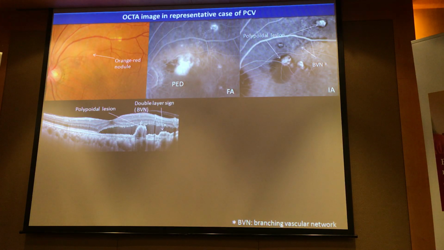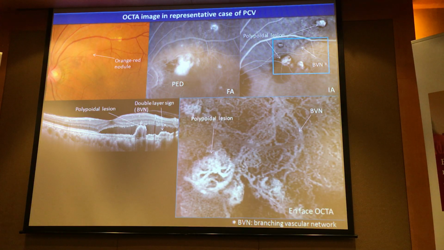This slide shows a representative case of OCTA findings in PCV. You can see an orange-red nodule, and this case has a PCV, serous PED, and submacular hemorrhage, and leakage from the polypoidal region on the fluorescein angiogram. You can see a BVN here and many polypoidal regions. A very characteristic finding in PCV. You can see a WR sign corresponding to the BVN and polypoidal protrusion.